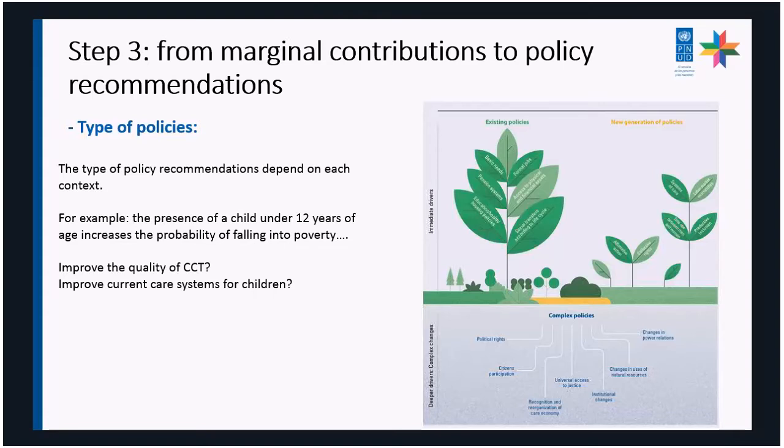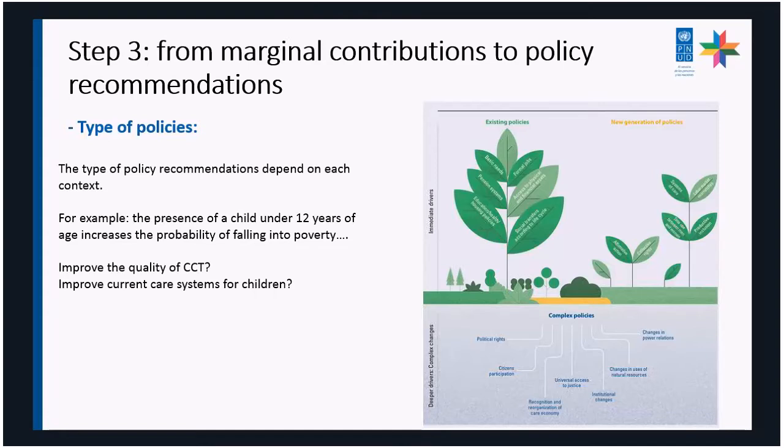And finally, we have what we call complex policies that need deeper drivers and complex change and require more time and an institutional change in each country. And here we have policies like political participation, recognition and reorganization of the care economy, universal access to justice, changing use of natural resources, among others.